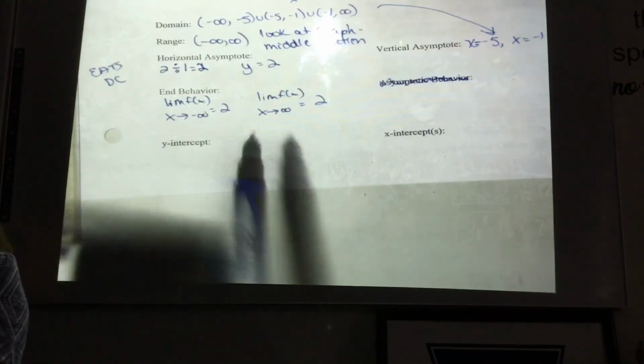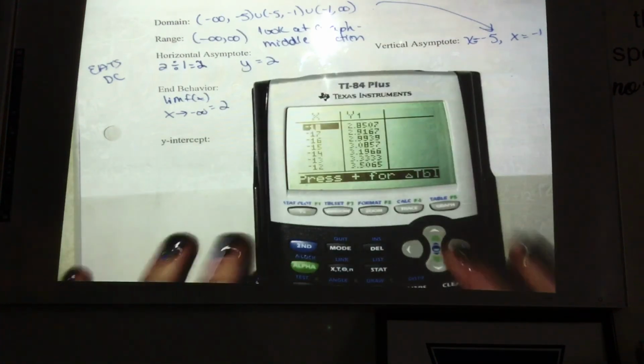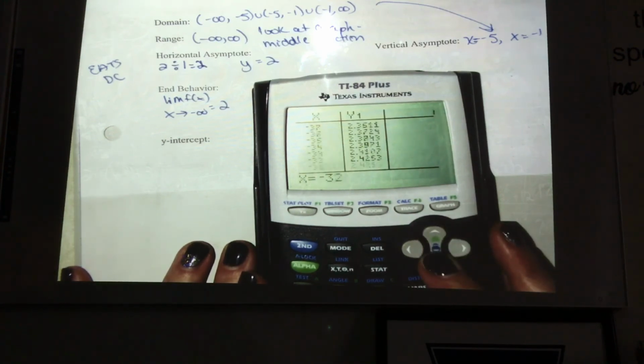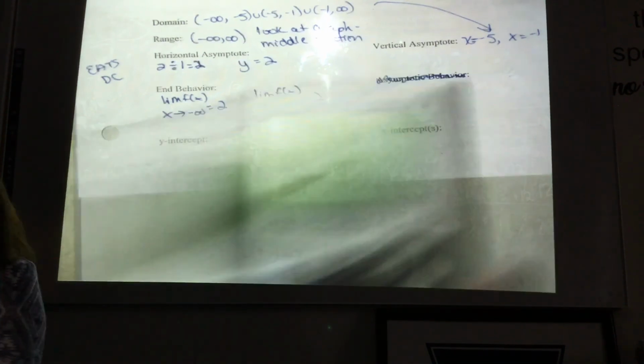Okay, so the y-intercept. I go to my table. When x is 0, what is my y value? When x is 0, y is negative 3.6. Y'all see that there?